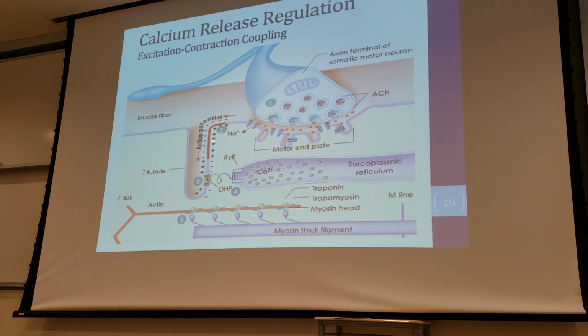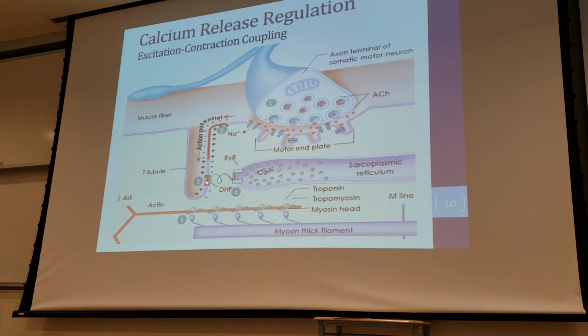So the membrane becomes more positive. The action potential travels away from this site where the nerve is attaching, and it goes down into this invagination, this dip of the plasma membrane. We call that the T tubule. And what sits down below here is this DHP, dihydropyridine receptor. This guy is sensitive to voltages, and if the voltage changes, then it's going to change its shape and pull open this door, which is made up of another receptor.